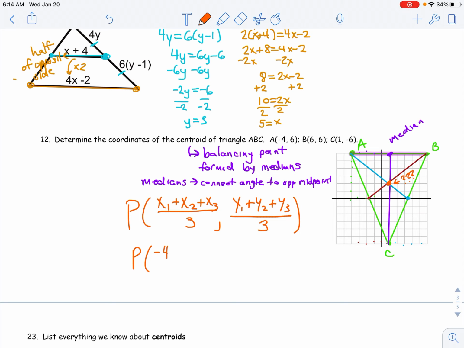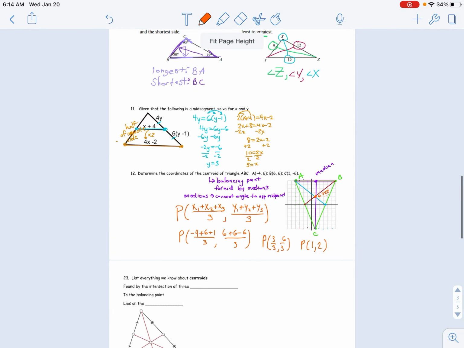Now I'm just going to plug in things. Negative 4 plus 6 plus 1, divided by 3. 6 plus 6 minus 6, divided by 3. And P is going to be 3 over 3, comma 6 over 3. So P, the balancing point, is 1, 2. All right, so you can do the medians, but I like the formula. Two ways to do the same thing.